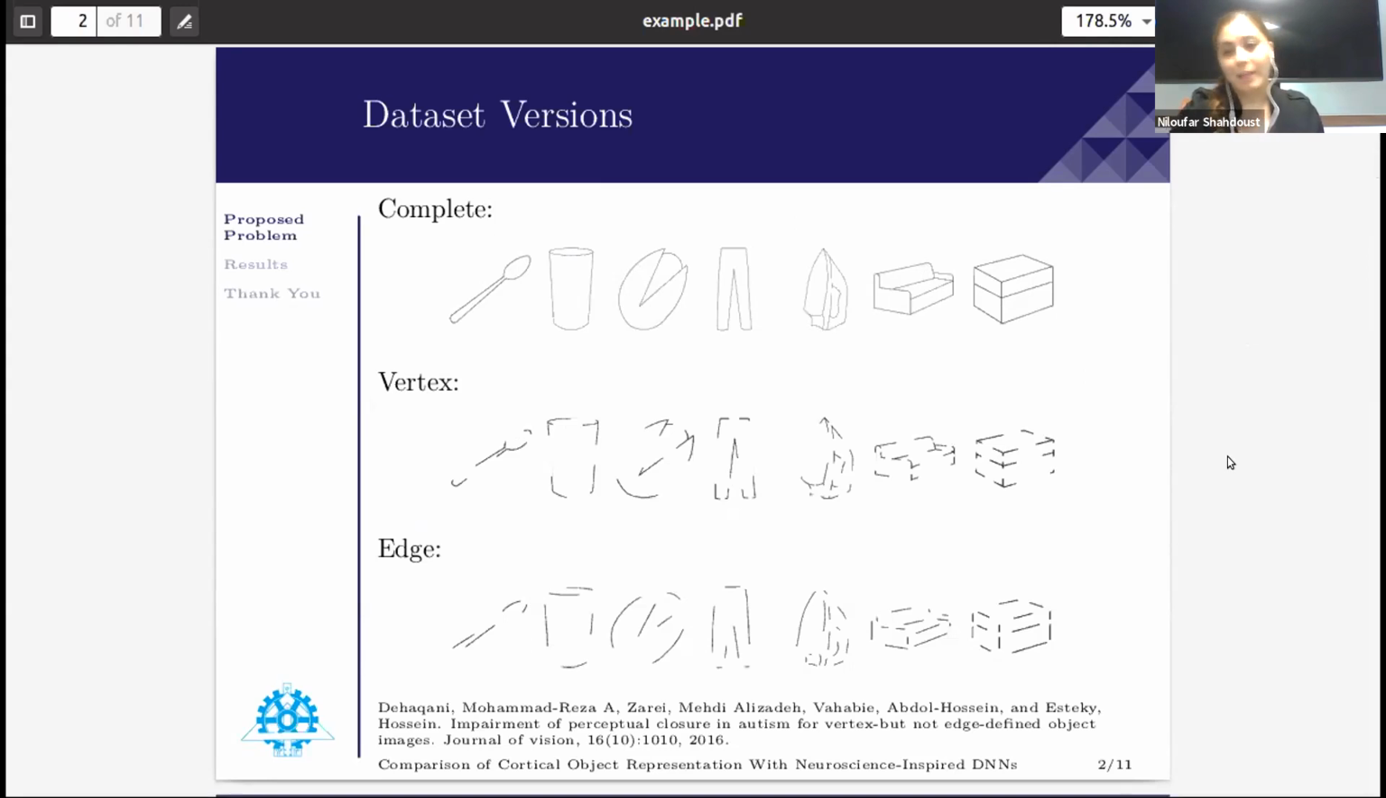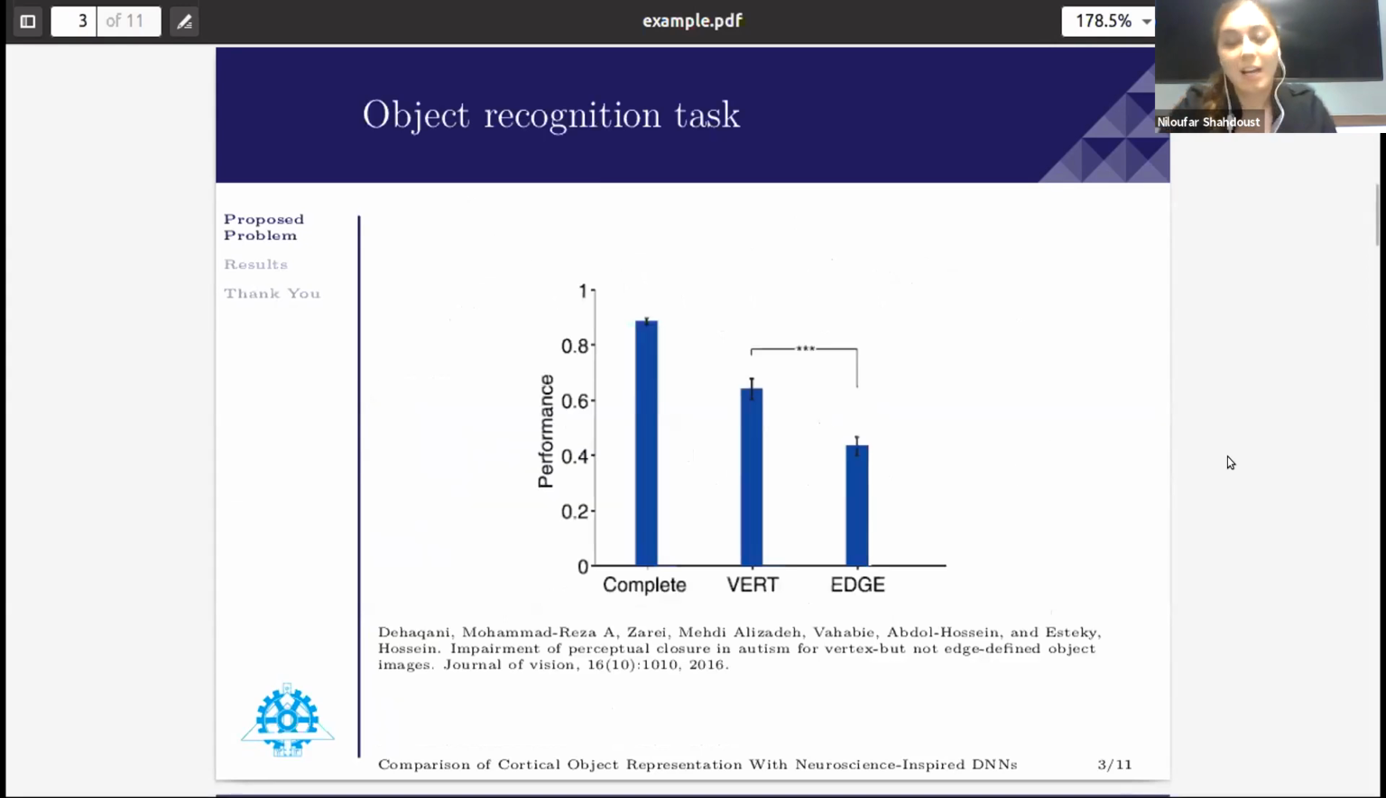In order to save time, I didn't include the paradigm of this task because it was not done by me, but the results are here. As you see, the accuracy of people on the complete version of the images is the highest. It is worth mentioning that each image was shown for about 250 milliseconds to each subject, and the subjects were teenagers.